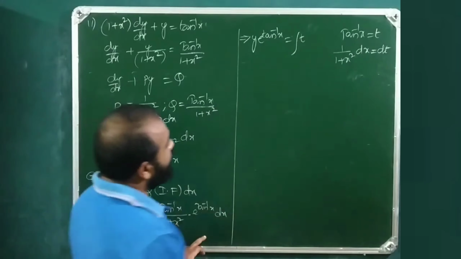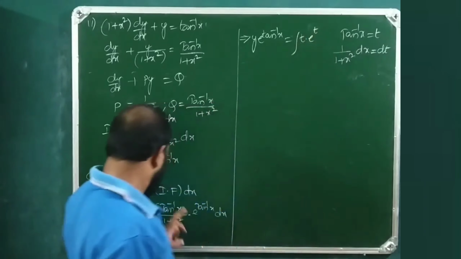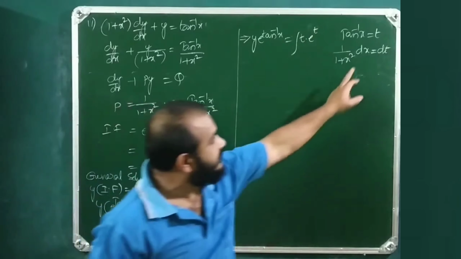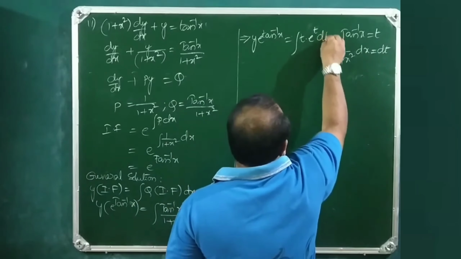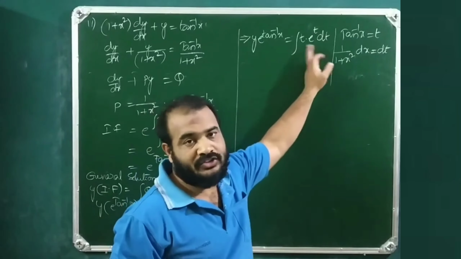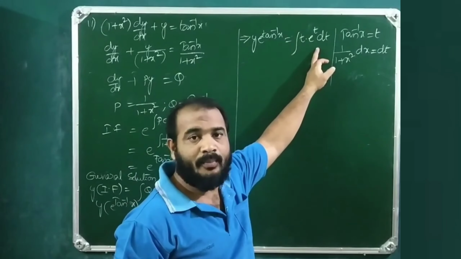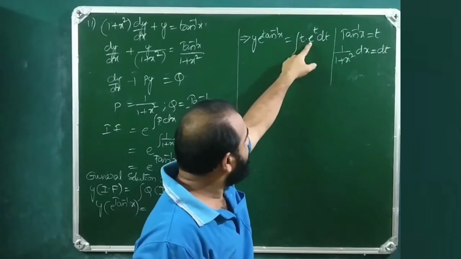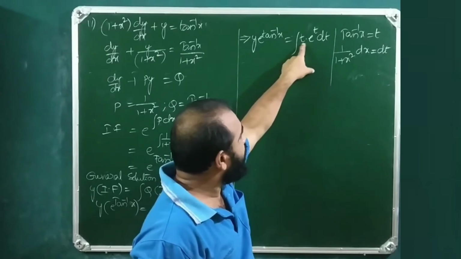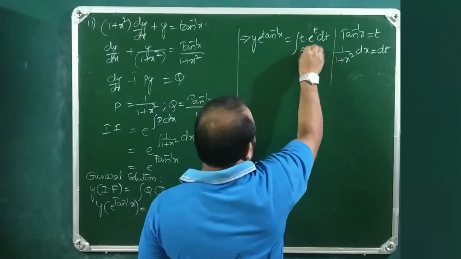e power tan inverse x is e power t. 1 by 1 plus x square dx is dt. So this is equal to a product of two functions. I, L, A, T, E will come to our mind. So by parts. Here, one is an algebraic function and the other is an exponential function. This is the exponential function and this is the algebraic function.